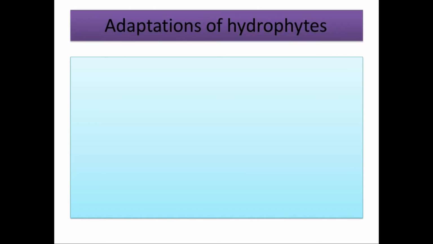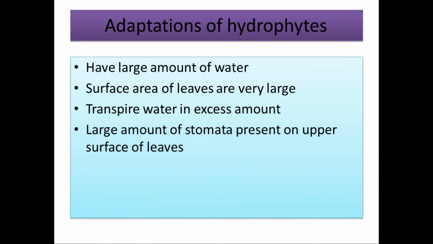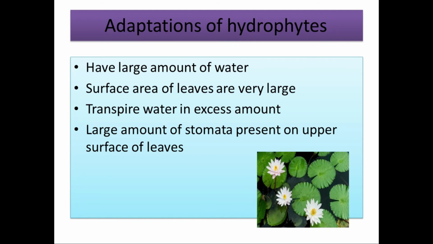First, we discuss the adaptation of hydrophytes. Hydrophytes have a large amount of water in their surrounding environments. The surface area of their leaves is very large. They transpire water in excess amount. A large number of stomata are present on the upper surface of the leaf. An example is the water lily.